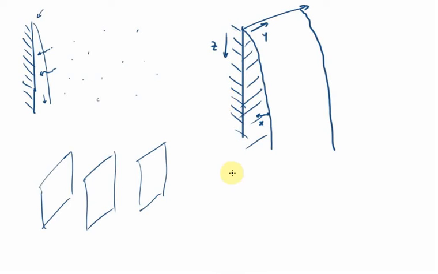And we are also provided with the velocity relationship. We are told that the velocity in the Z direction is a function of X, and that function looks like this. There's some parameter u max, so there does exist some maximum velocity, times 1 minus (x over delta) squared.